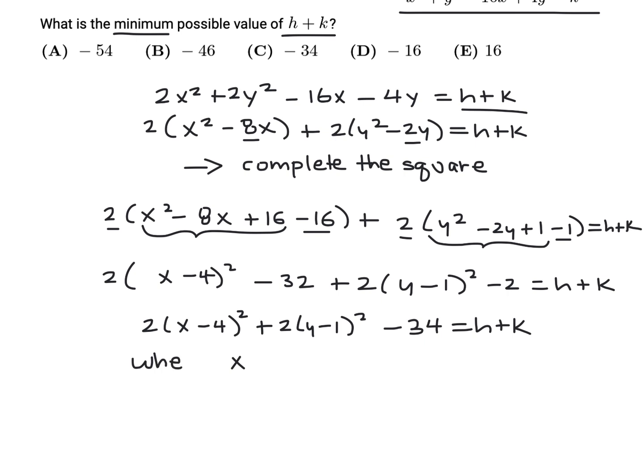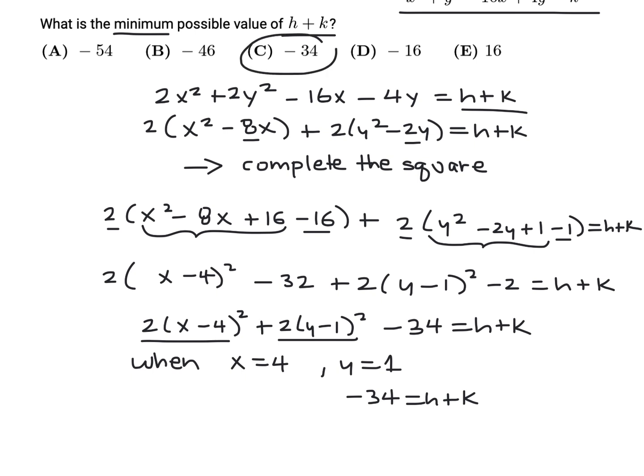When x equals 4 and y is equal to 1, these vanish, right? Leaving h plus k equal to minus 34. And that is indeed the minimum value. And that can be figured out quickly and very clearly when you complete the square. So minus 34 is the answer, and that would be C.